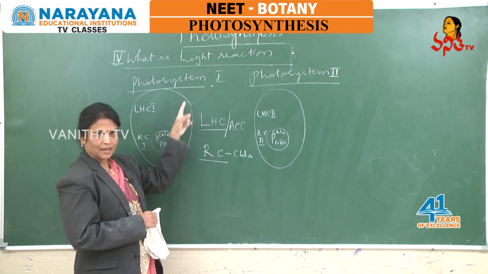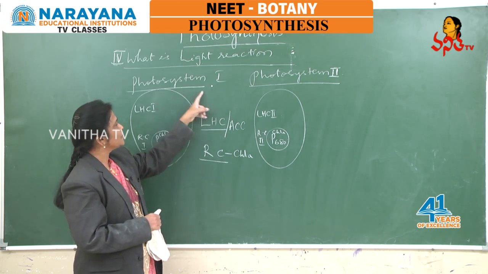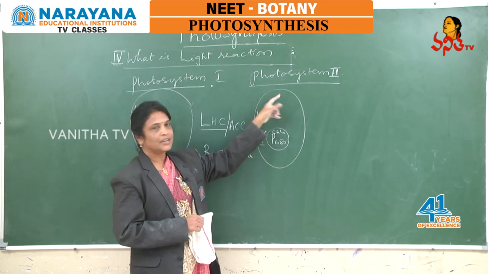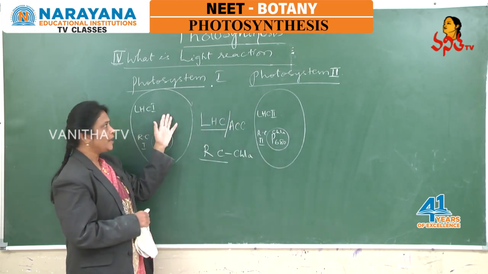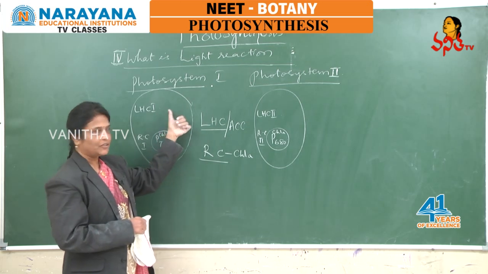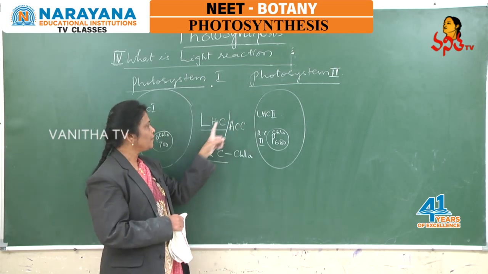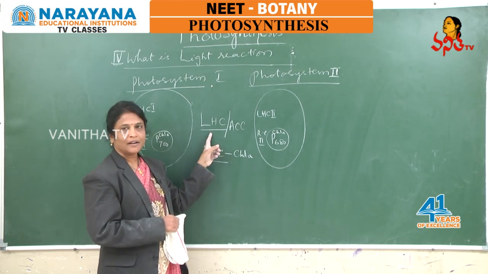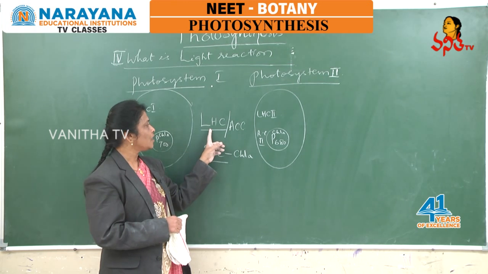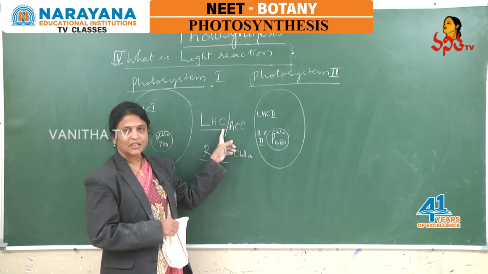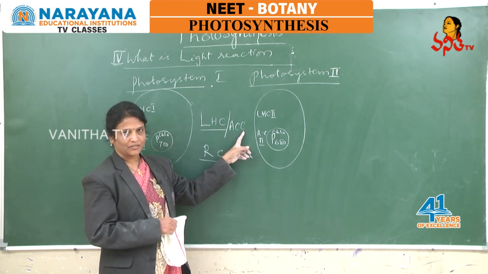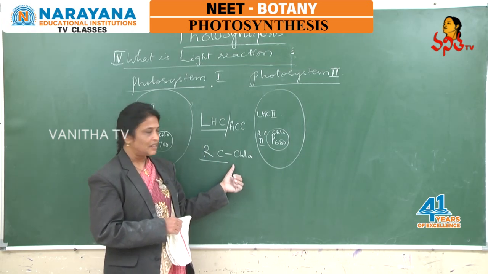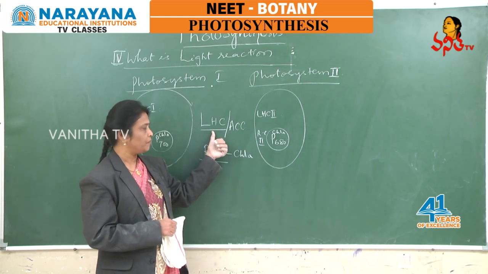Based on their discovery only they are named. The first discovered one is photosystem 1 and the later discovered is photosystem 2. Any photosystem, whether it is photosystem 1 or photosystem 2, has two components, and that is reaction center and light harvesting complex. The other name for light harvesting complex is antennae chlorophyll complex. So, the two components of a photosystem are reaction center and light harvesting complex.